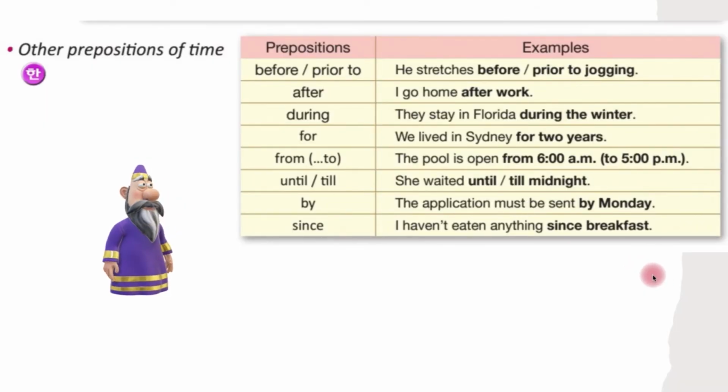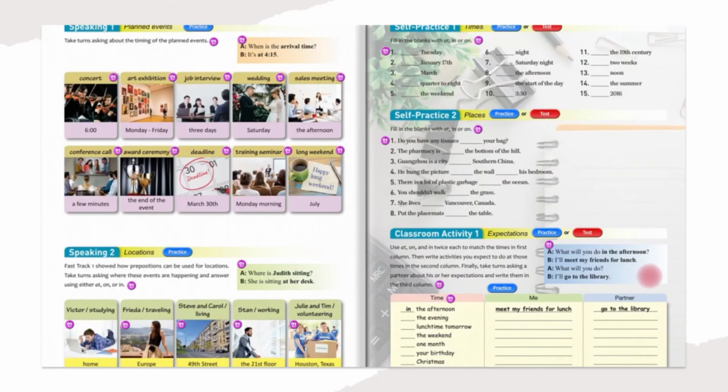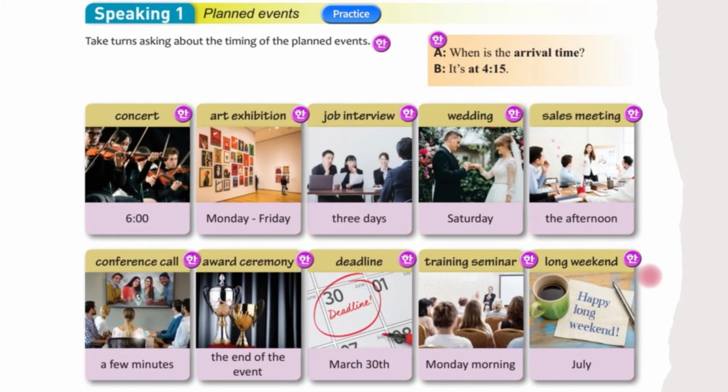Before: he stretches before jogging. He stretches prior to jogging. I go home after work, during the winter, for 2 years, from 6 to 5 p.m., until midnight, till midnight, by breakfast, since breakfast. These are all talking about time. And the best way to practice them is in speaking practice. And that's what we're going to do now.